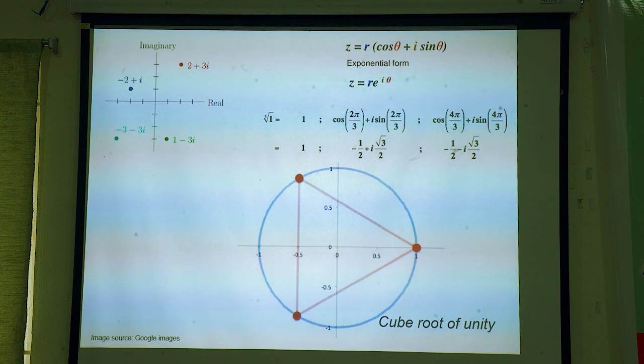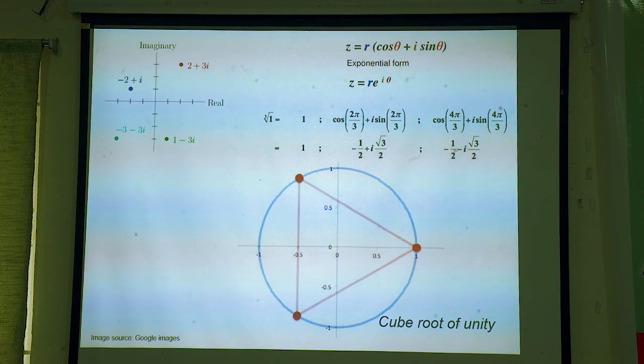Intermediate first year or second year, complex numbers. Cube root of unity: 1, omega, omega square. Omega cube is again 1. You remember? Then why are you saying only 1? The cube root of 1 is how much? How do you know? Whatever I am telling, I will show you.